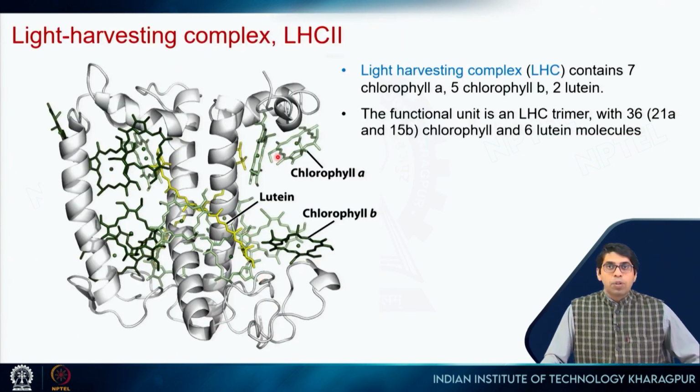Okay. So the light harvesting complex contains 7 chlorophyll A and 5 chlorophyll B. But it turns out that this light harvesting complex is actually a trimer, which means that you have to multiply these numbers by 3. So there are 21 chlorophyll A, 15 chlorophyll B and 6 lutein molecules in a functional unit of a light harvesting complex trimer.